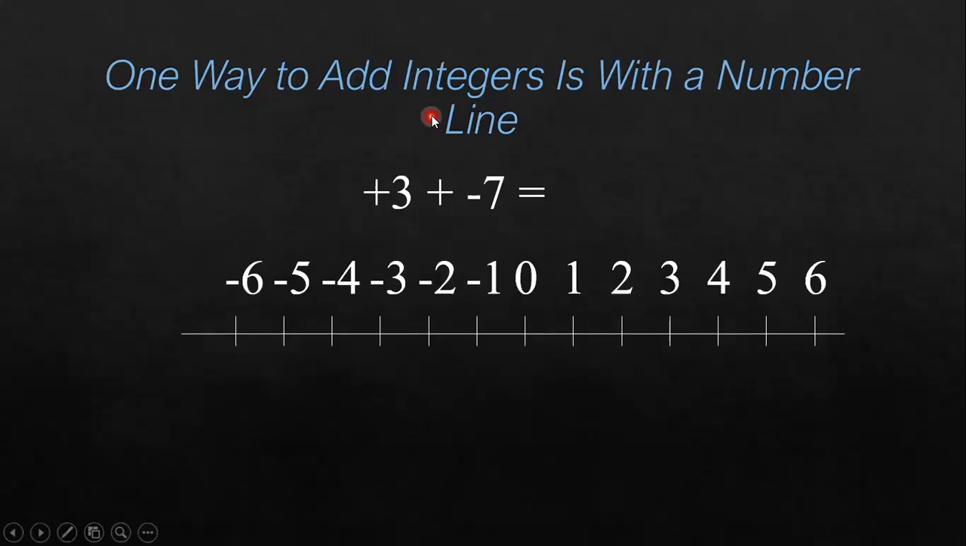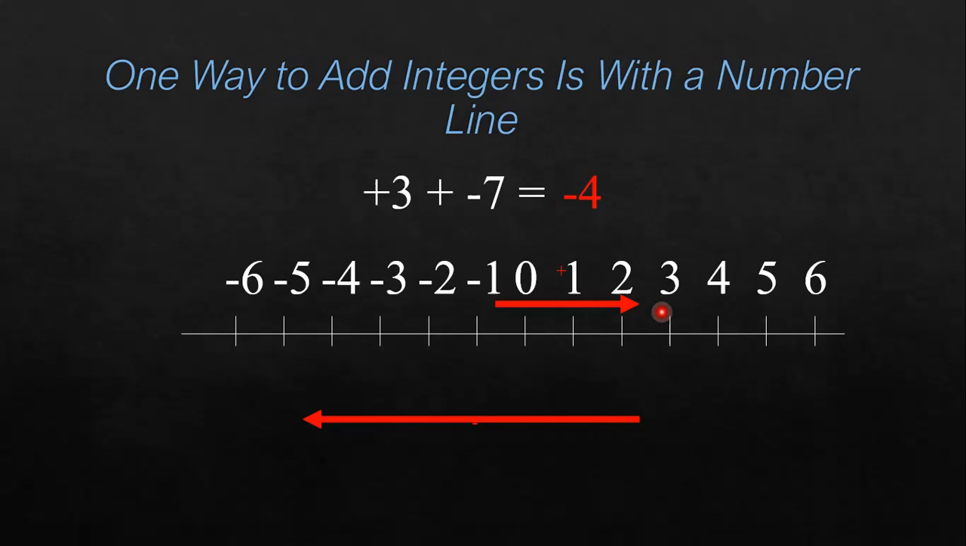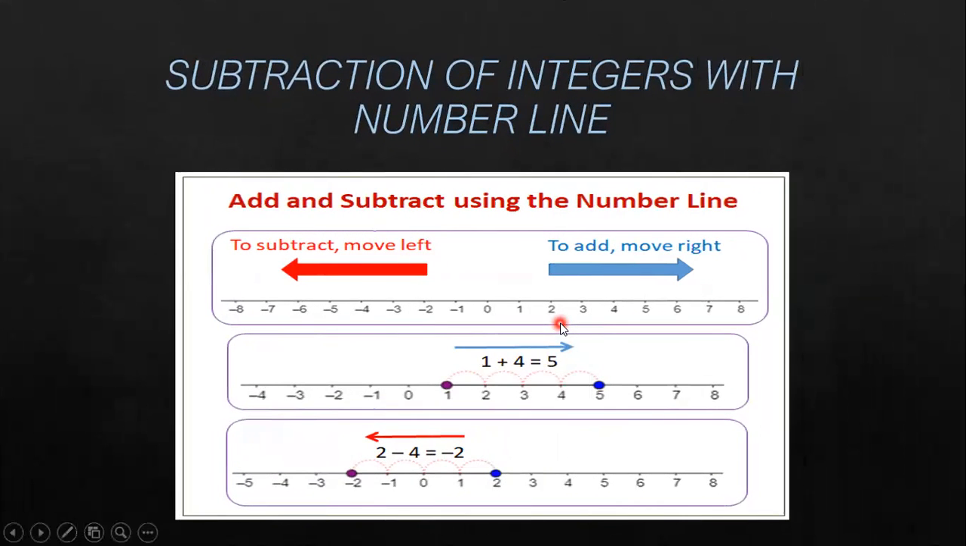Next, see another example, +3 plus of -7. How will you do this one? Here also, first you take +3 on the right side, a positive number, so 1, 2, 3. Then -7, so from there you have to come left 7. That means 7 minus 3 you will get. The bigger number here is 7, so for 7 you will have minus. So -4 is the answer. This is the way you can do it.